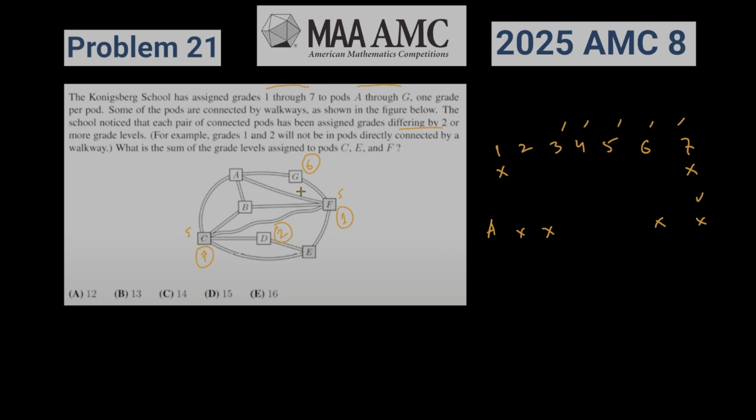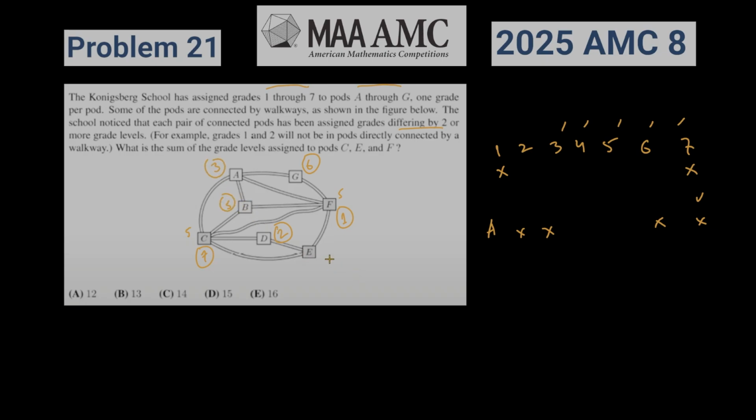And we can see that the only options we have for A and B are 3, 4, and 5. Now they have to differ by 2 grades. So the only option we have is 3 and 5. But A can't be 5 because it's connected to 6, so it has to be 3. That means this one has to be 5.